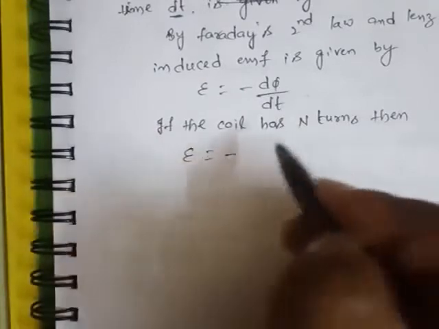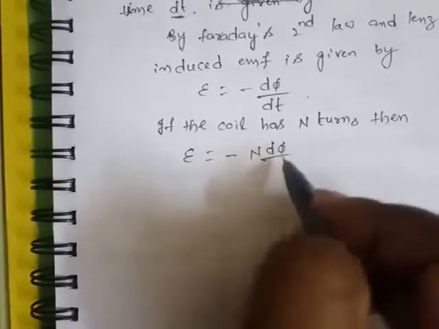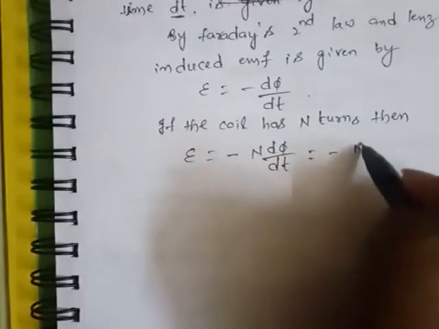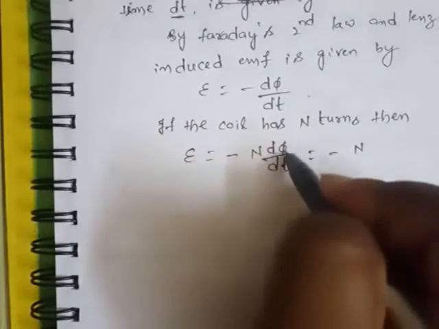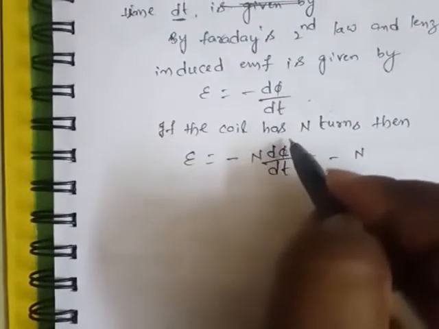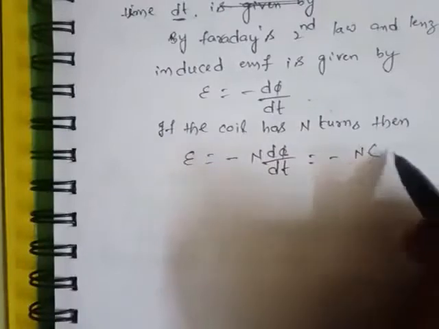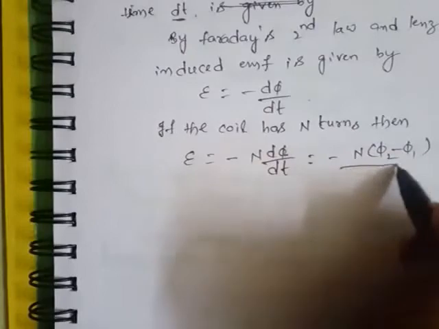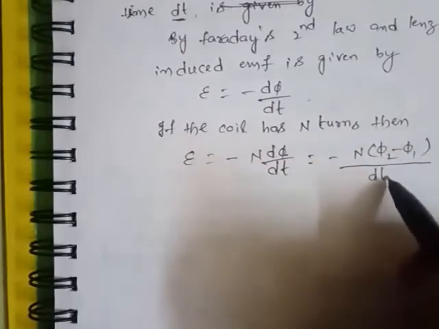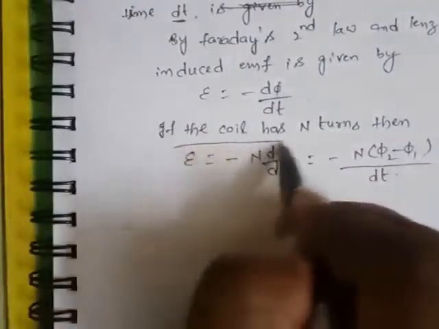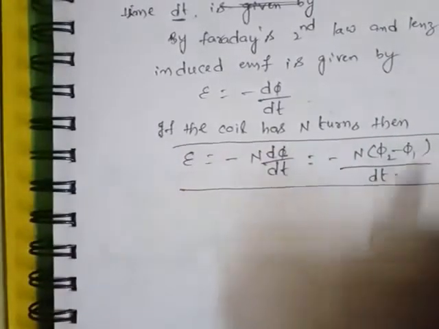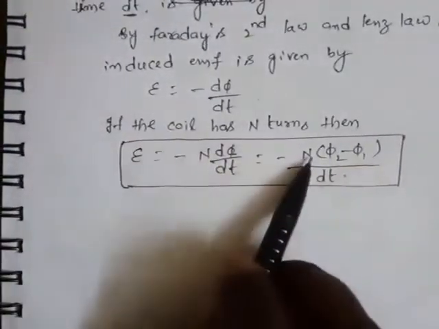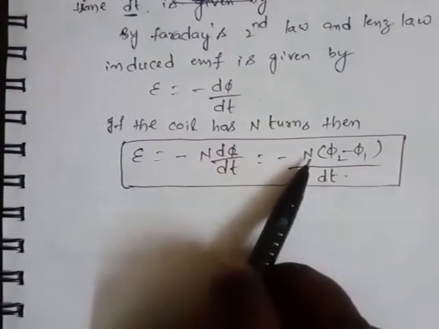the induced EMF is minus n into d phi by dt, where d phi is nothing but the change in the flux. The initial flux is phi1 and the final flux is phi2. So we can write E equal to minus n into (phi2 minus phi1) by dt. This is the expression for induced EMF, where n represents the number of turns in the coil.